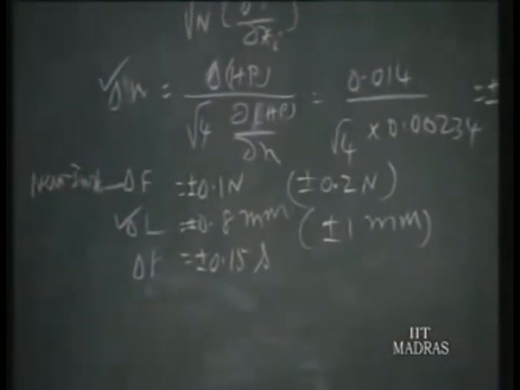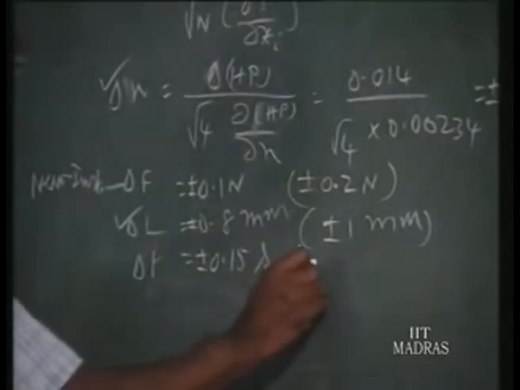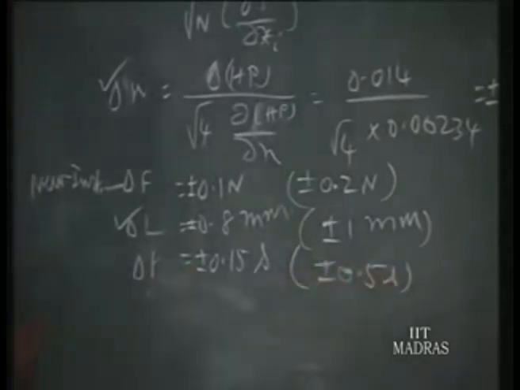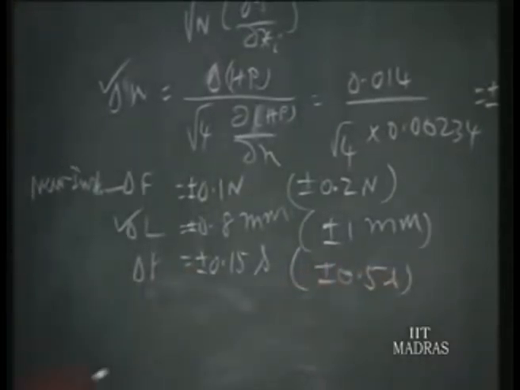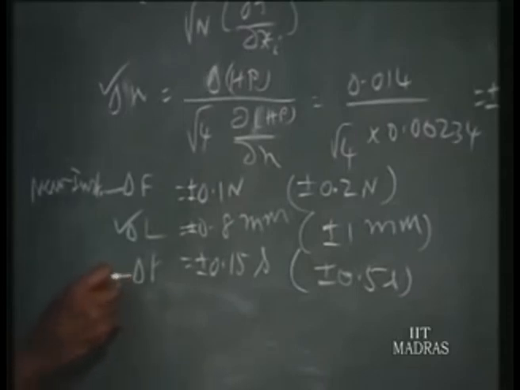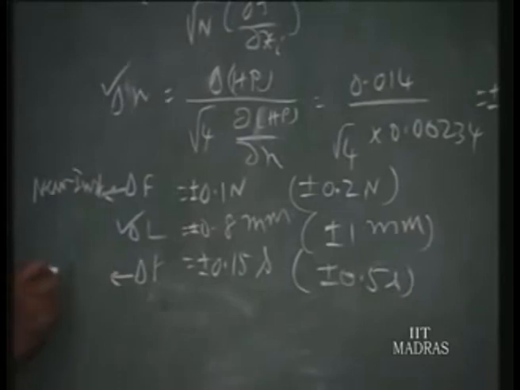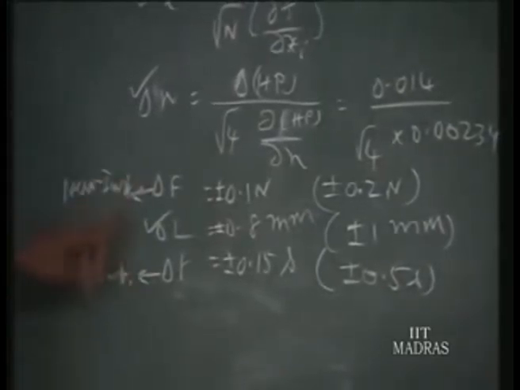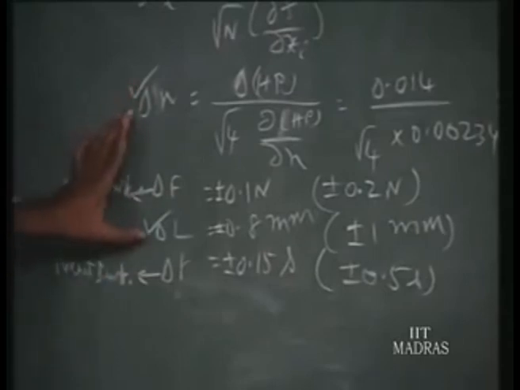And delta T time, the existing inaccuracy is plus or minus 0.5 second, but what we require is 0.15 second. So we should go for the new one. Here also we should have a new instrument. So two instruments we have to change, the existing two instruments we can use.